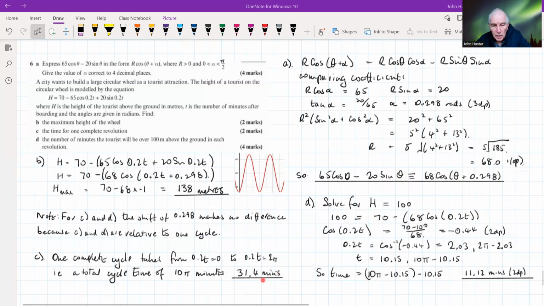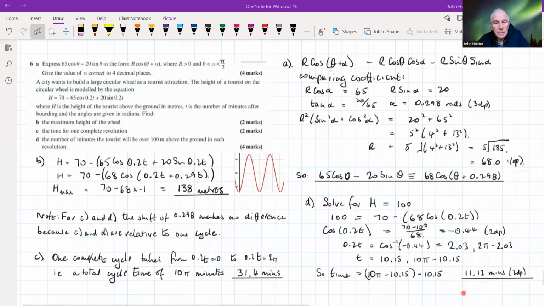Okay, so it's going to be a big Ferris wheel. It's going to take half an hour to go around, like the London Eye, really, which does take quite a long time to go around, and then the time over 100 meters is some portion of that, which is that. Okay, so there we go.